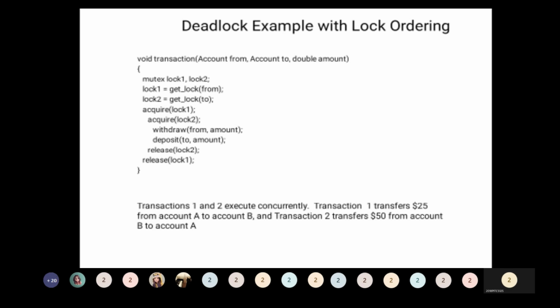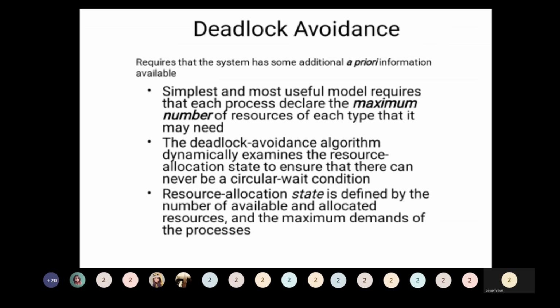Transactions 1 and 2 execute concurrently. Transaction 1 transfers $25 from account A to account B. Transaction 2 transfers $50 from account B to account A. In this case, there may be a chance of deadlock if transaction 1 and transaction 2 occur concurrently or in parallel. The amounts reflected may also vary. This is the deadlock prevention case.